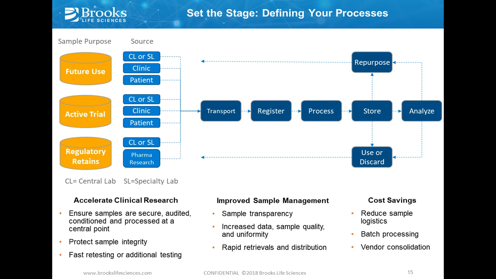And so it starts with defining the process and who all of those players are going to be. A lot of people will look at the sample purpose in multiple buckets. What do I plan on using for my active trial? What samples need to be saved for regulatory purposes? And then what will my future use samples be? But in reality, they all really follow the same path.